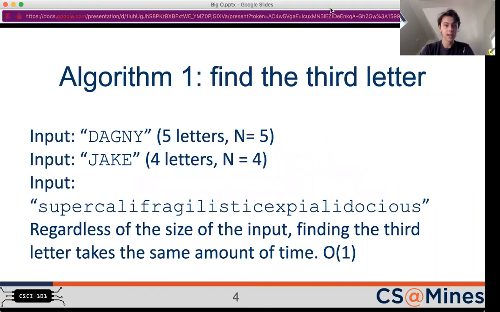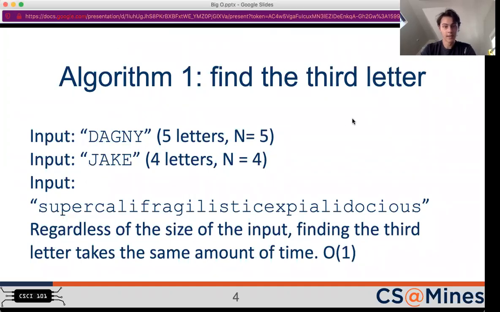So for example, if we have this algorithm and it wants us to find the third letter, what our program is going to do is start at D. It's going to go 1, 2, 3, and then it's going to end. It's found the third letter. So that was 3 comparisons. If we have a different input, say Jake, it's also going to go 1, 2, 3. And we can even do it on supercalifragilisticexpialidocious. It doesn't matter. It's just going to compare the first 3 letters and then stop. That's pretty nice. It's a constant time, and it doesn't matter how long the input is.